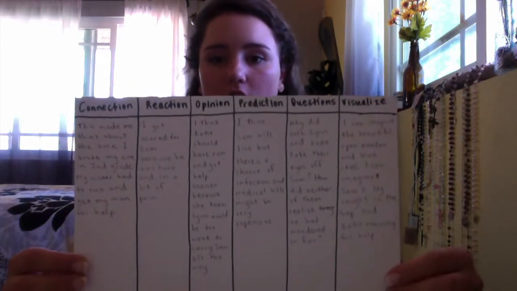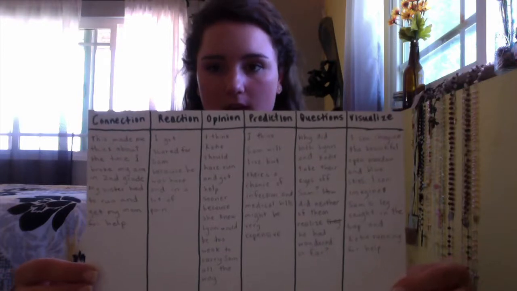For this, as I have here, I created a CROPQV chart for chapter 10. I would do this on the board. I would make this chart, and then I would talk it over with the students, or maybe put what I think. Chapter 10 is about when they buy Lynn the house, and the 3 kids go on a picnic, and Sam gets his foot caught in the trap in the woods, and then Katie has to go run and find help. For the connection, I put, this made me think about the time I broke my arm in 2nd grade. My sister had to run to get my mom for help.